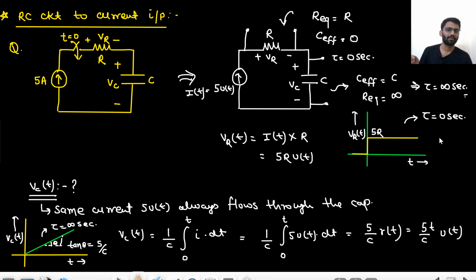So infinite second is the time constant. Here in the waveform you can see it is stabilizing very quickly, so the time constant is 0 second. Depending on the output, your time constant can change. Here we are taking the final output at the capacitor, so the time constant is infinite second. Here we are taking the output at the resistance, so the time constant is 0 second.